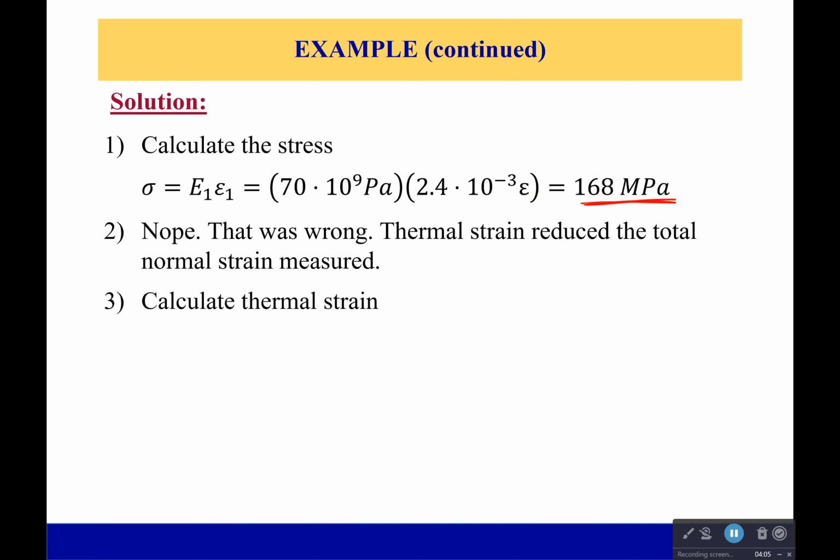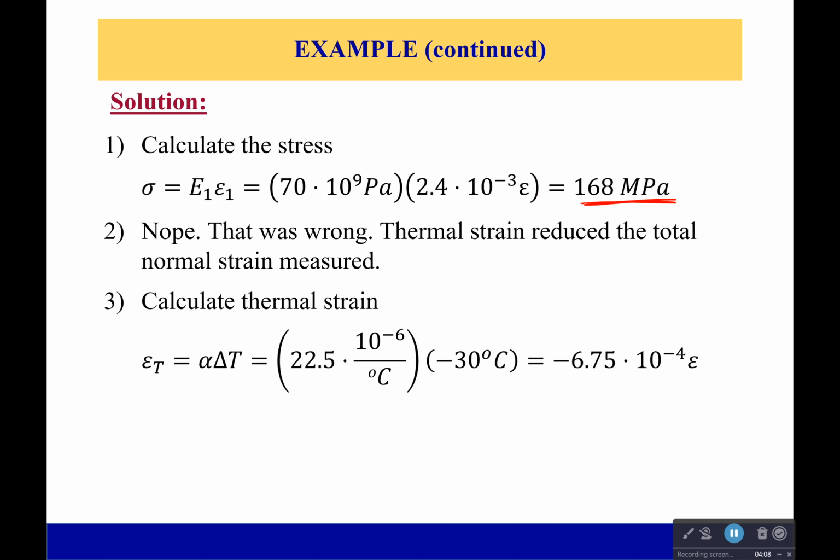So let's look at it again. So first off, let's calculate that thermal strain. Well, we have our coefficient of thermal expansion, which is 22.5 times 10 to the -6 per degree Celsius. We have a temperature change of -30 degrees Celsius. And so that would be a thermal strain of -6.75 times 10 to the -4. Okay. And that is negative, so it means that whatever our strain was, it would have been greater than our 2.4 times 10 to the -3 strains if we hadn't had that temperature change.